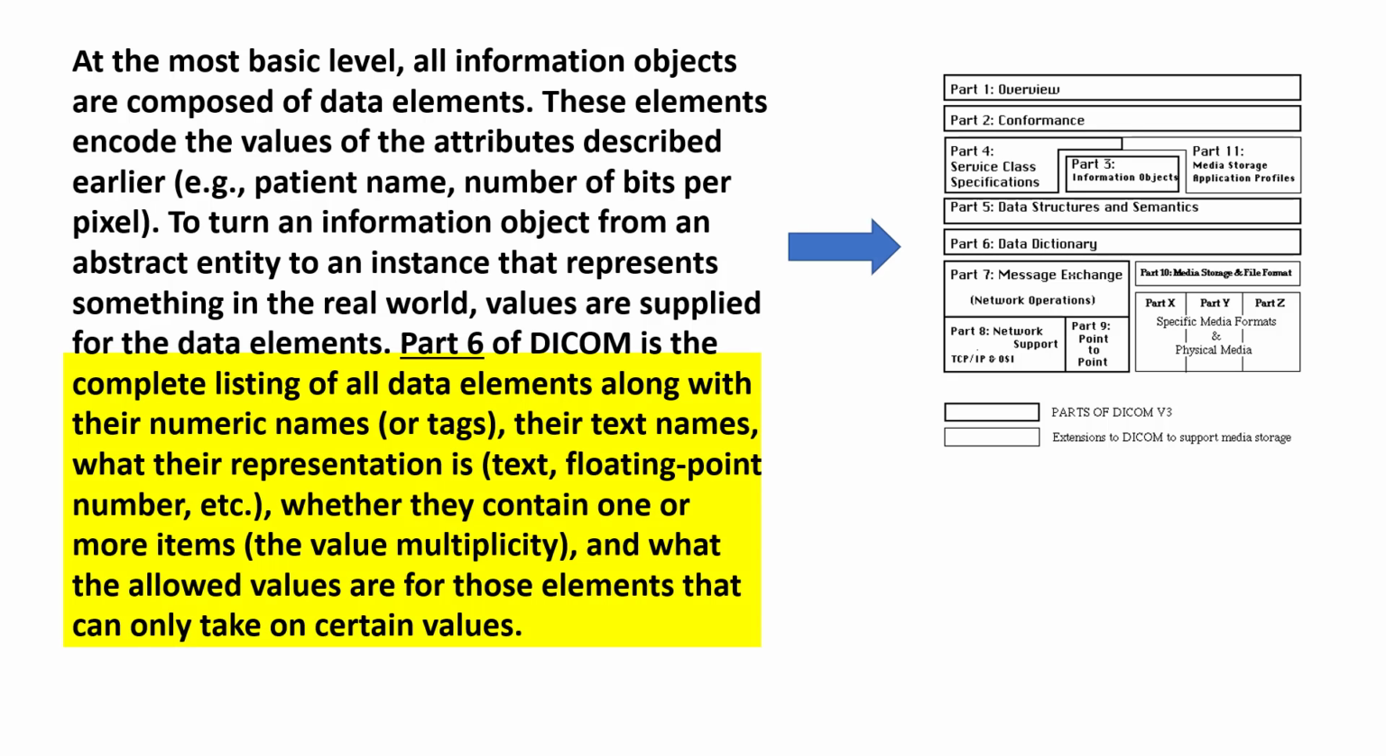Part 6 of DICOM is a complete listing of all data elements along with their numeric values or tags, their text names, what their representation is, and whether they contain one or more items, and what the allowed values are for those elements that can only take on certain values.